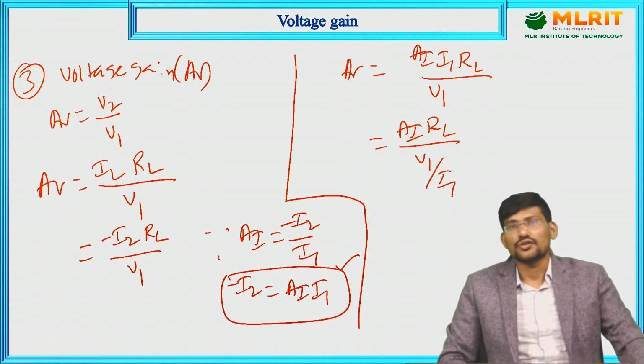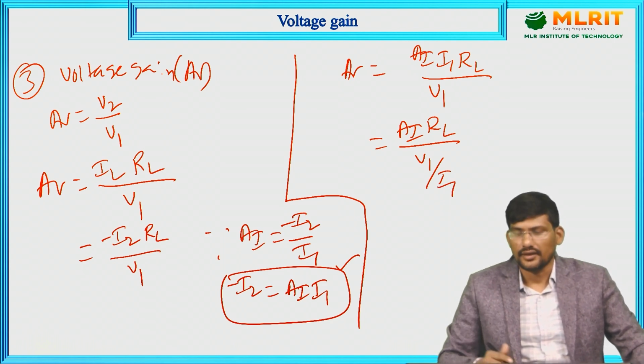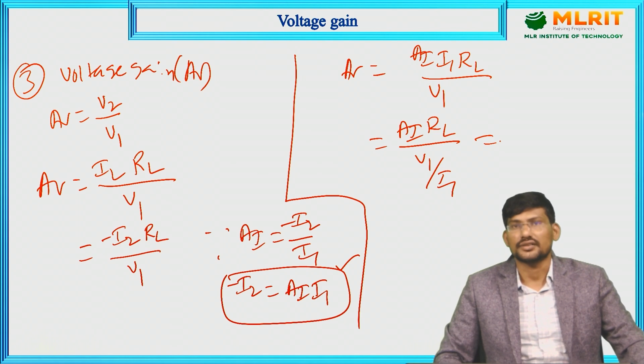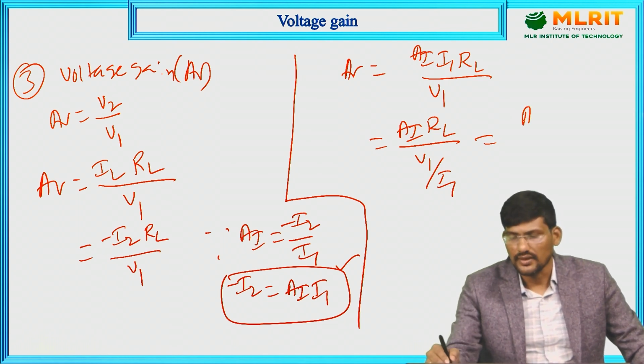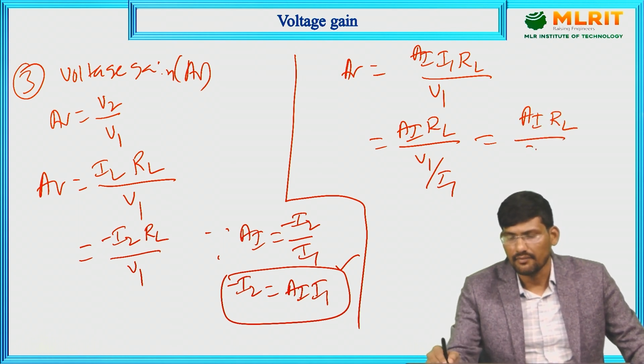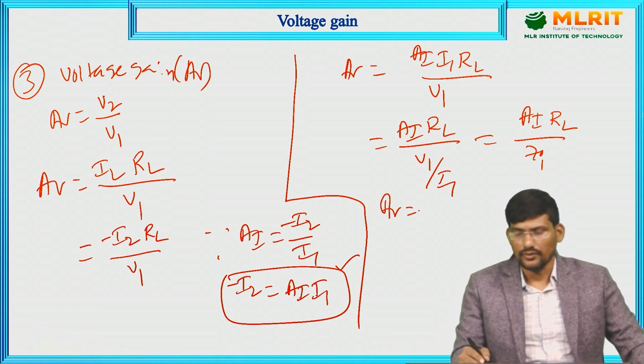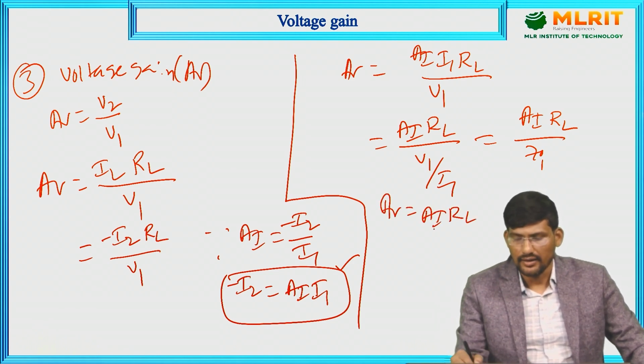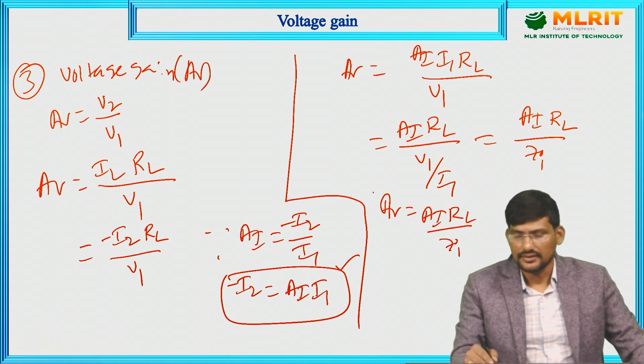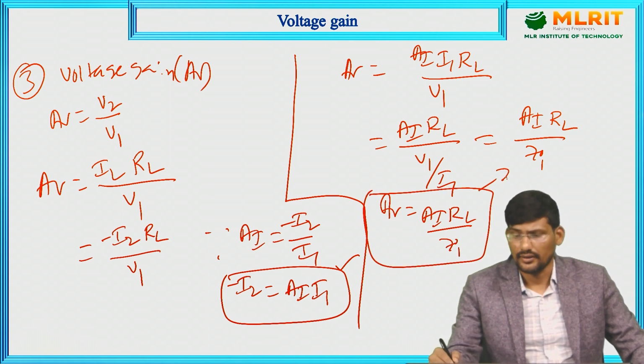Already we know the ratio of input voltage to the input current is considered as input impedance. So what is the expression? AI RL divided by ZI. Now voltage gain is equal to AI RL divided by ZI. This is the third equation.